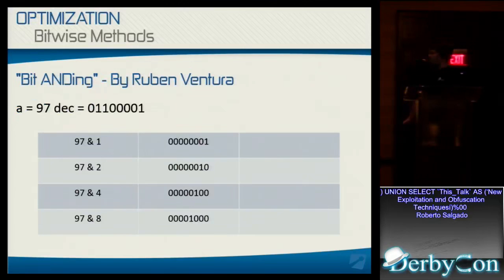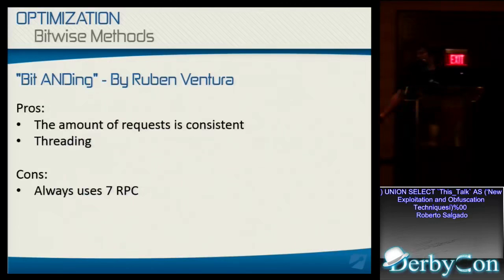So this is a variation of the bit shifting method. Instead of using shifting, we're using ANDing here. Same logic, we're just ANDing A with 1, and then we test, we get 1 back. Same thing with 2, 0, 0, 1. So we start getting this value here, 0, 1, 0, 0, 0, using ANDing. And again, with these methods, the pro is that the requests are always consistent, so I always know it's going to be 7 requests to get a character. But at the same time, it will never be less than that, so that's a con, I guess. But with this method, you can use threading compared to the first method I showed. So that's an optimization right there.